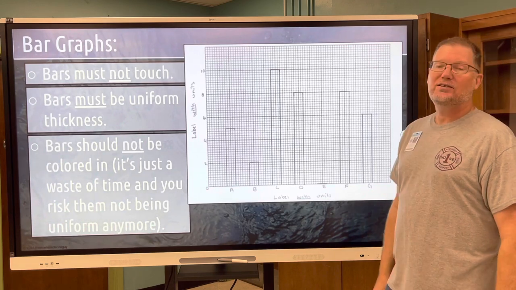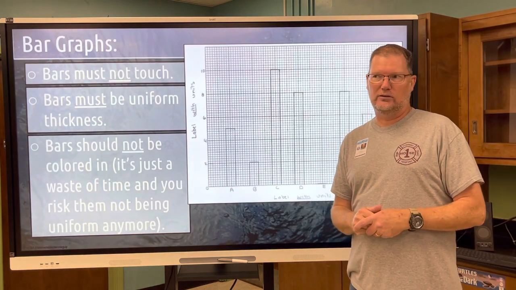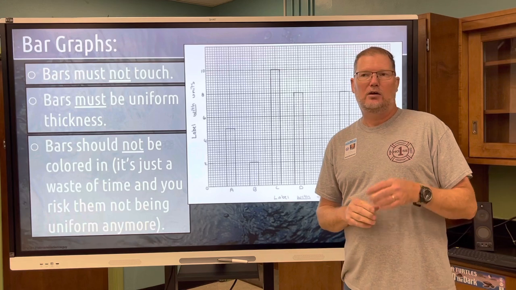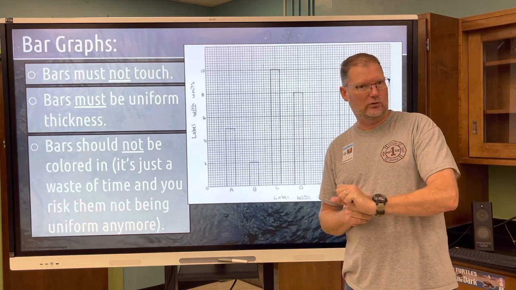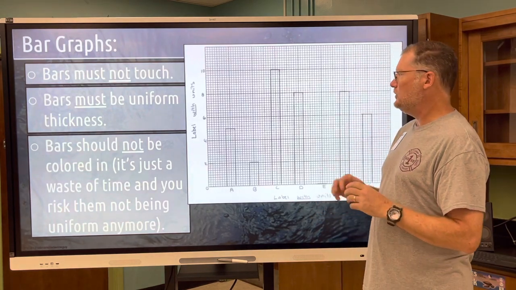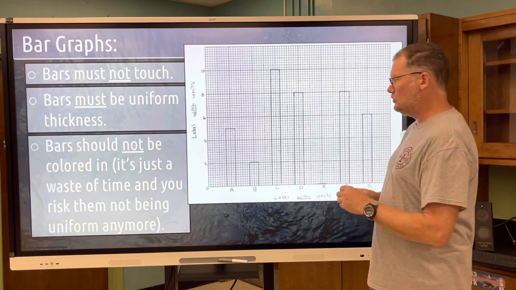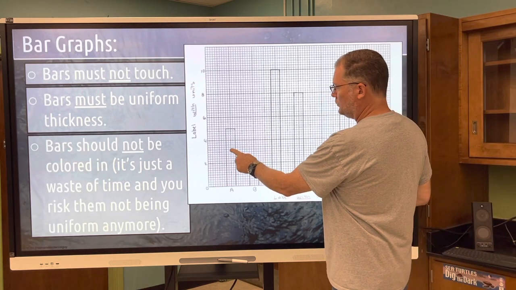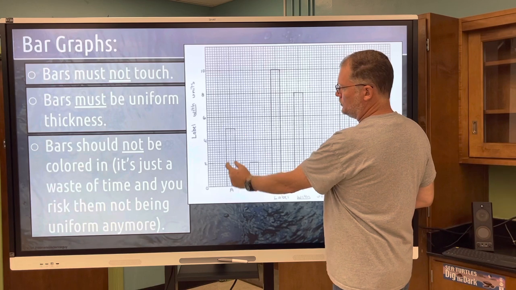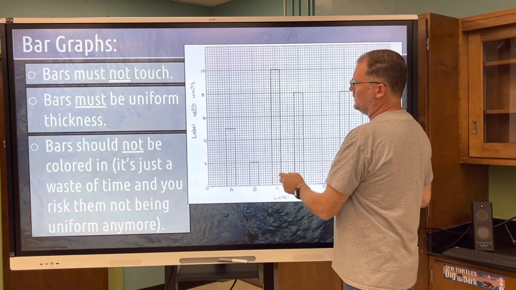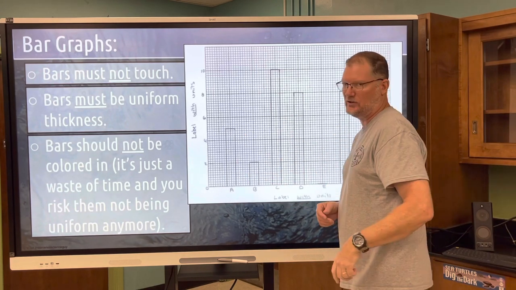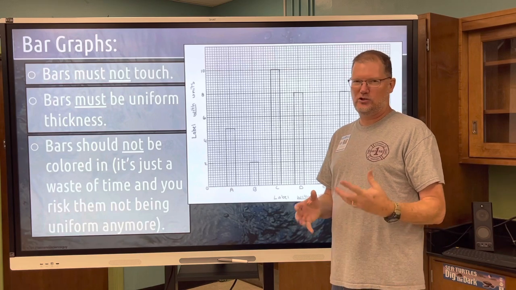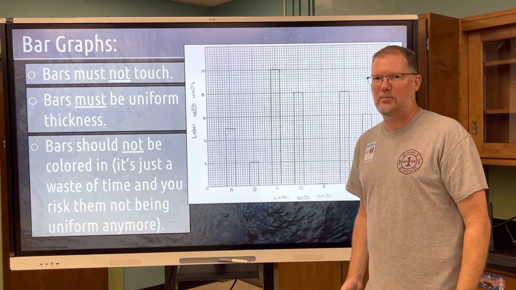So the bars must not touch in a bar graph. You might have thought that they could, but that's a different kind of graph, which we'll get to in a minute. And they must be uniform thickness. You should not have four cubes thick here, and then five cubes thick here, or two cubes thick here. First of all, just picture what that would look like. It would just look messy, right?